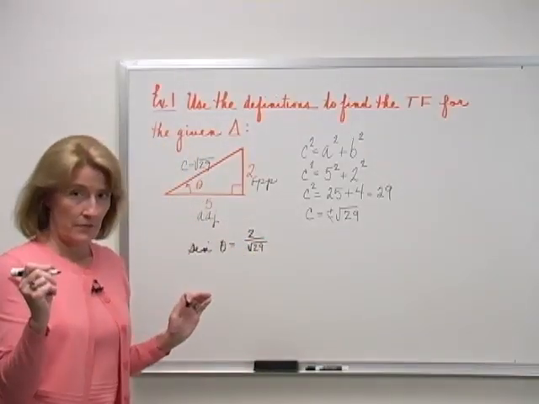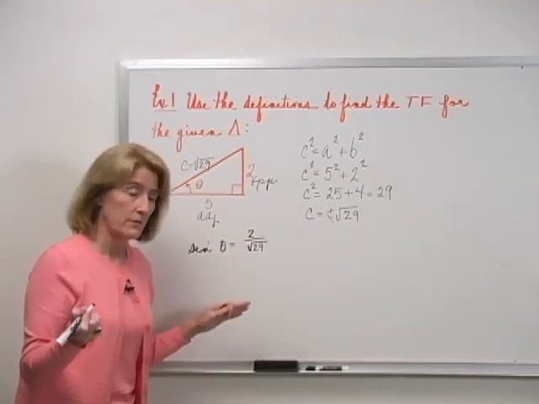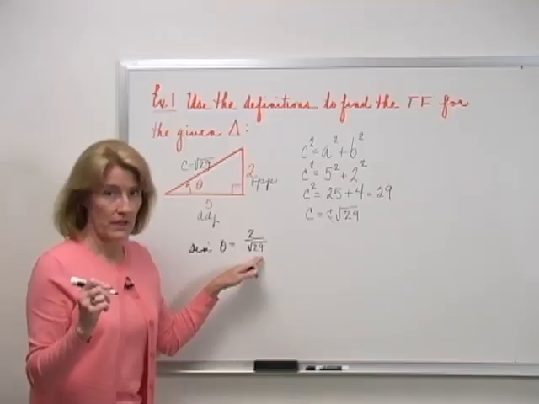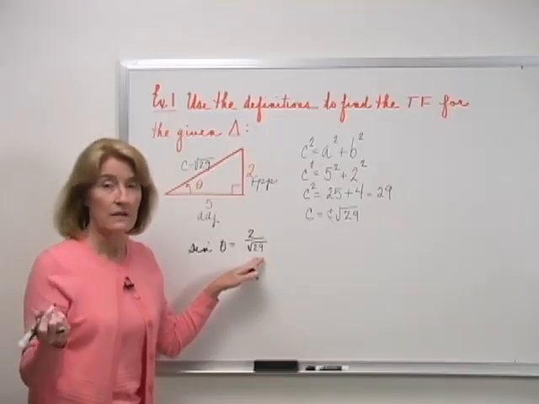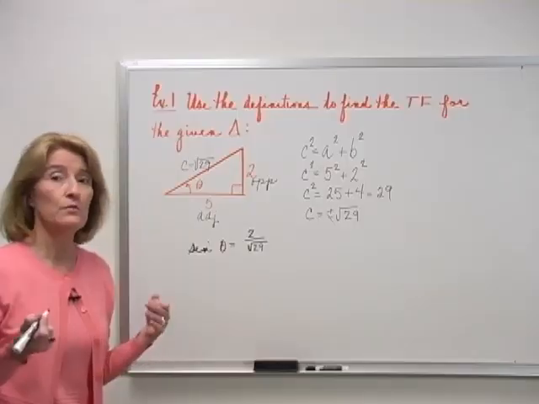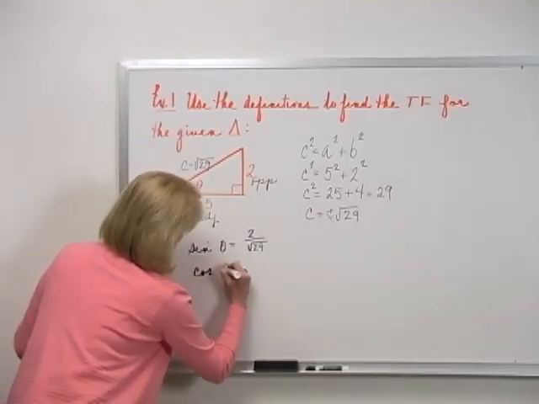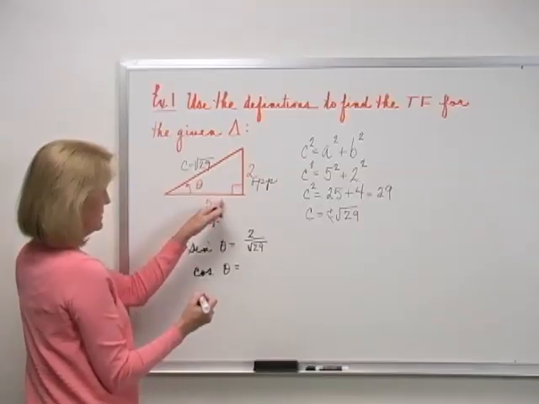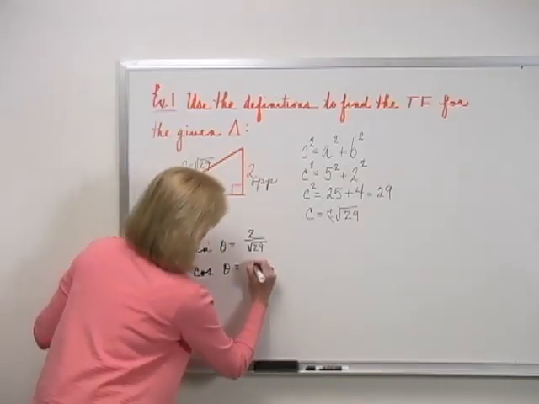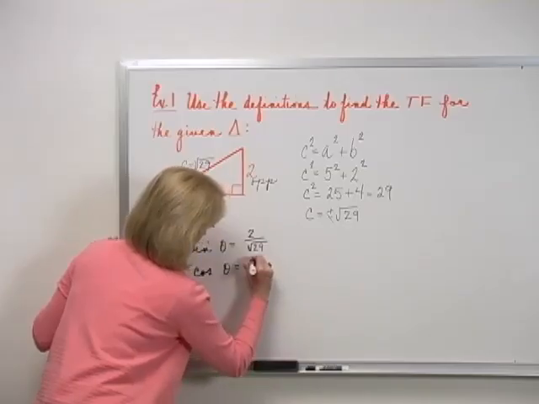Okay, now we're going to stop for a second. Unless you are specifically told to do so, there is no reason why you have to rationalize this denominator. It is perfectly acceptable to leave this unless you have instructions that tell you otherwise. Okay, the cosine of theta is adjacent over hypotenuse. So that's 5 over the square root of 29.